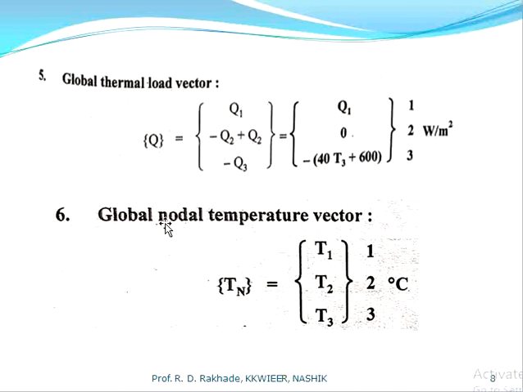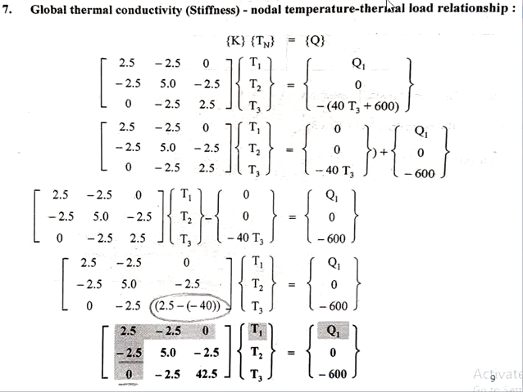Then the global nodal temperature vector. There are three nodes, so there are three temperatures, T1, T2 and T3. Size equal to 3 by 1. Then lastly we will create the relation between the global thermal conductive stiffness, nodal temperature and thermal load. Which means indirectly we will use the governing equation for the 1D problem: KT is equal to Q. Global stiffness matrix, temperature and load, that is heat flux.